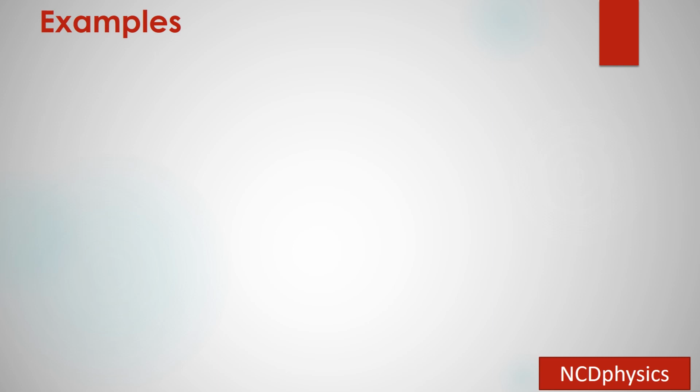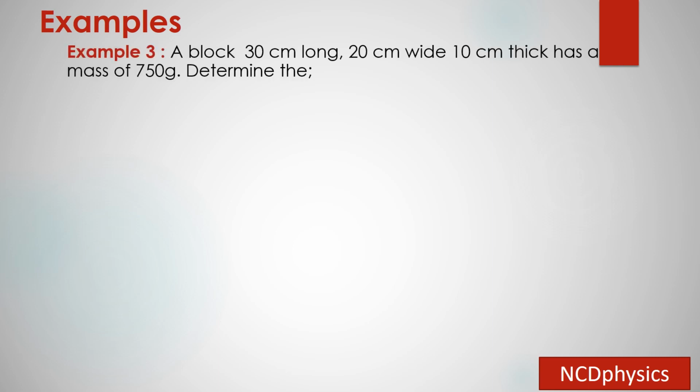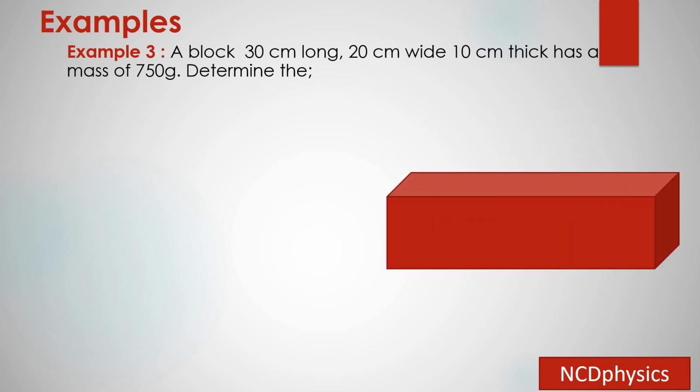Okay, example 3. A block of 30 centimeter long, 20 centimeter wide, and 10 centimeter thick has a mass of 750 gram. Determine the, so this is the details of the block. 30 centimeter is long, and 20 centimeter wide and 10 centimeter thick, has a mass of 750 gram.